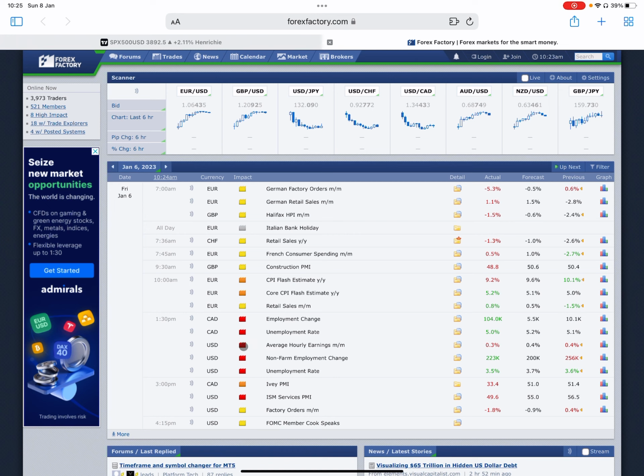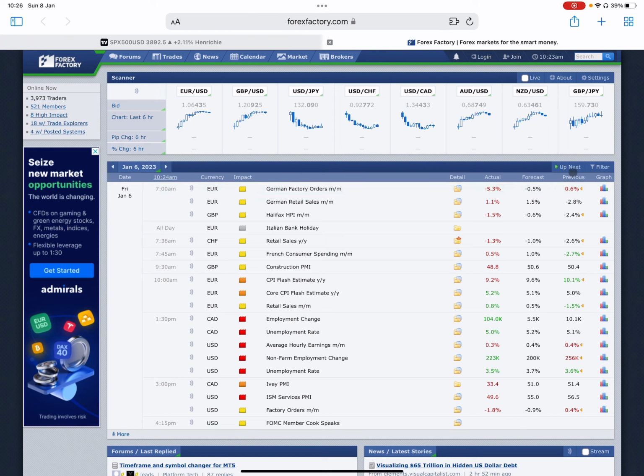And on that day, what you've got to do is first look at this actual column. Nothing is going to be showing there. It's all going to be blank, just like this Italian holiday. You can see how here is all blank. The actual is going to be blank everywhere, from top to bottom, because the news hasn't come out yet. The only thing you're going to see here is the previous information and the forecast.